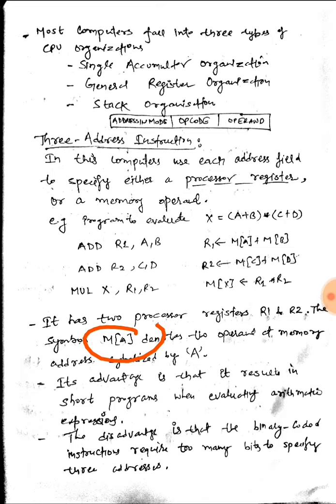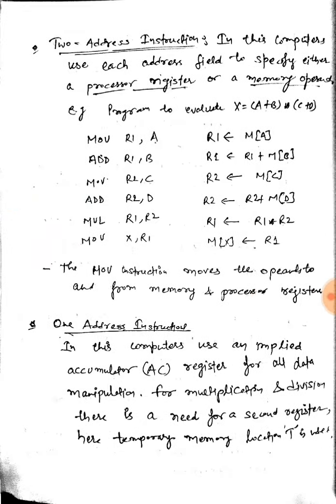Its advantage is that it results in short programs when evaluating arithmetic expressions. The disadvantage is that a larger number of bits are required. Then we have 2 address instructions, in which the computer uses each address field to specify either a processor register or a memory operand. So in this we will use one register and one memory operand.